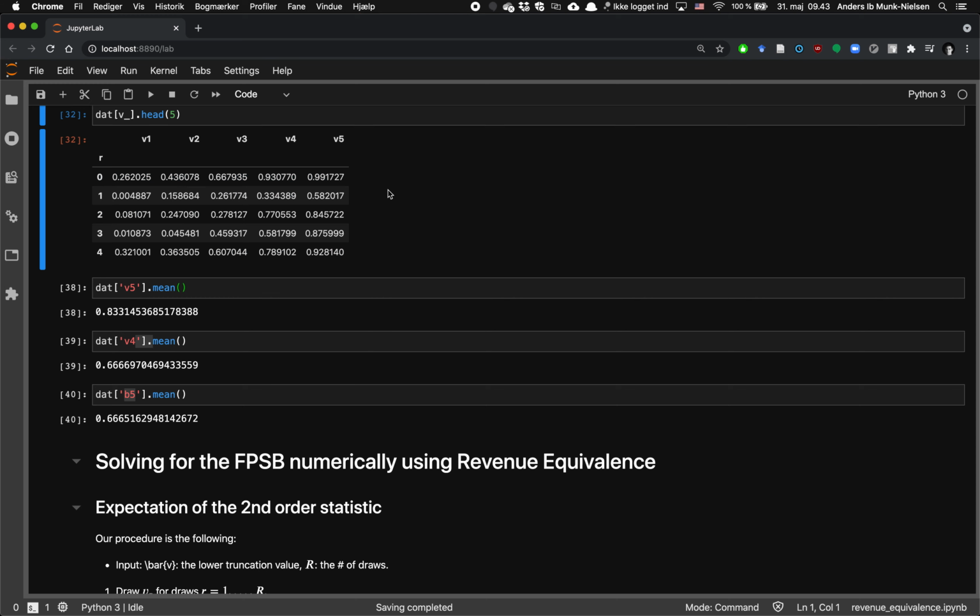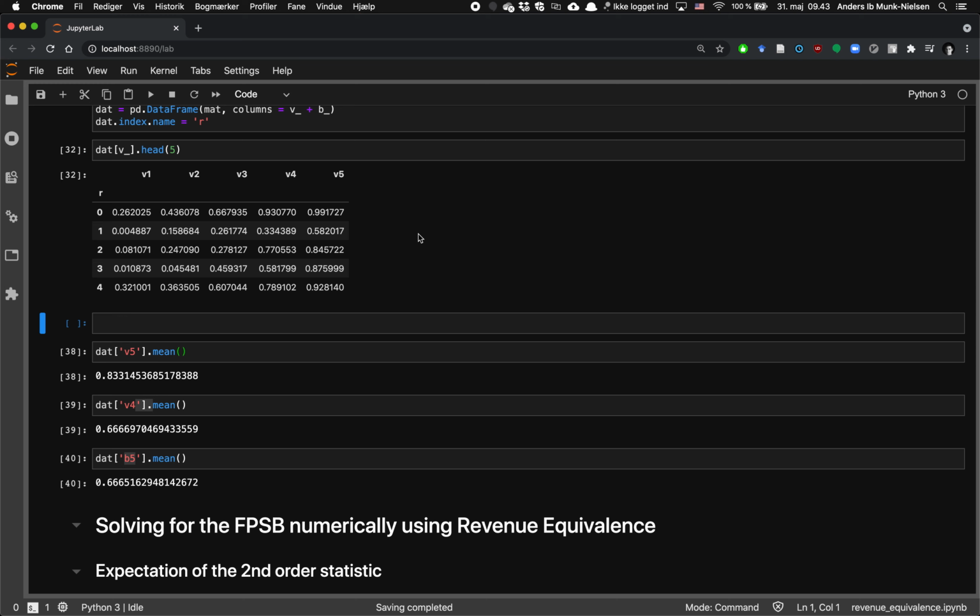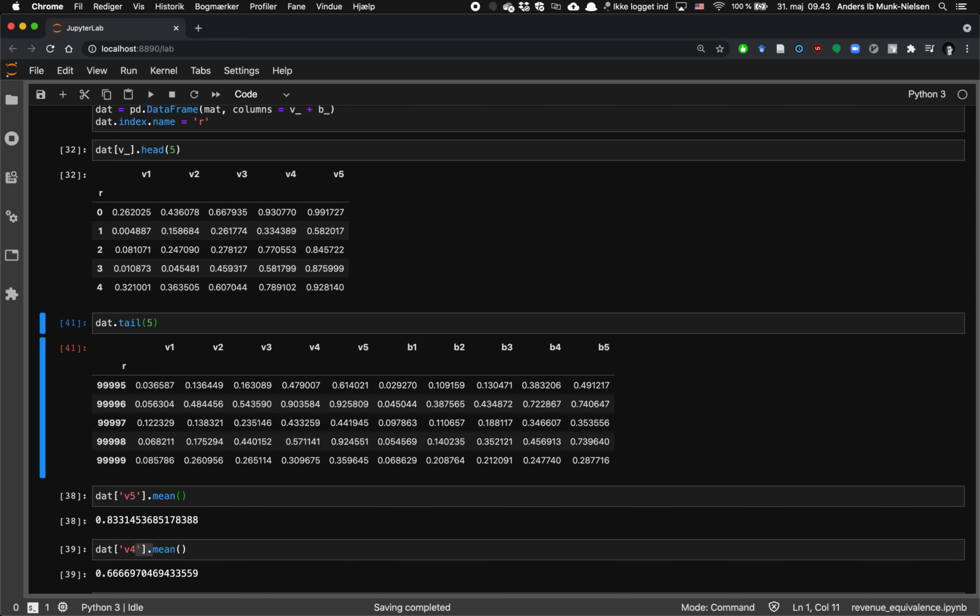We've drawn these samples where there are 5 bidders in each of them, and we've done it a lot of times. What we can do is we can also look at the bottom of the matrix, and you can see the last one here is R equal to 99999. So that's the 100,000th draw we did.